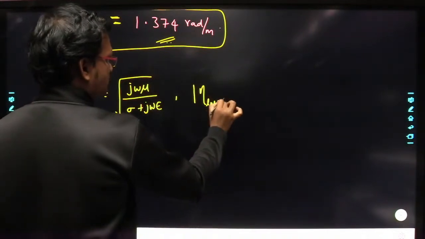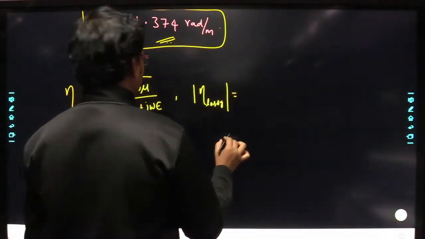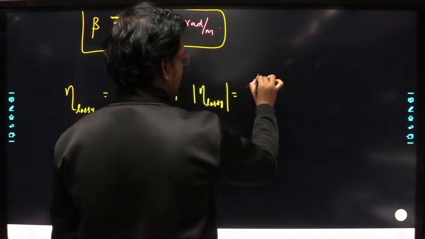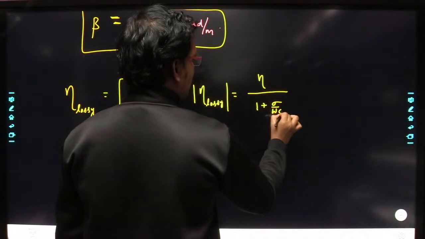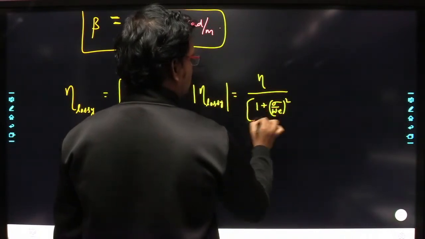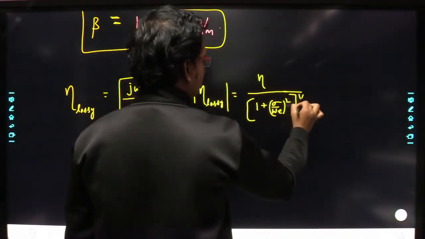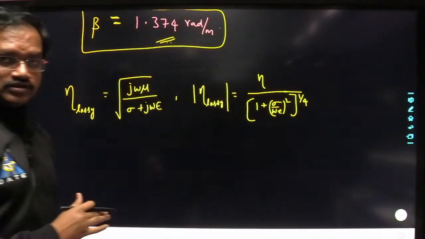So already we know the magnitude of eta lossy. What is the magnitude of eta lossy here? The magnitude of eta lossy is nothing but, I can write it as eta divided by (1 plus (sigma by omega epsilon) whole square) whole to the power of 1 by 4. In the previous problem we have derived this one here.